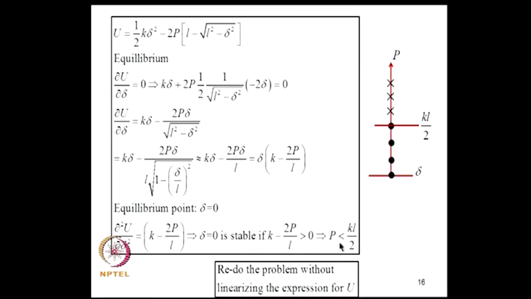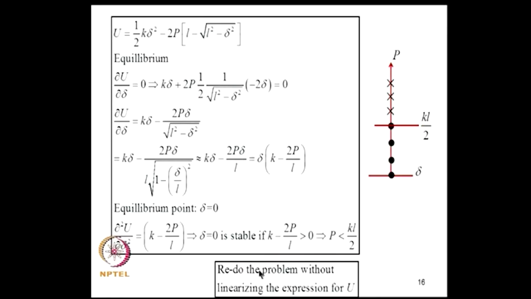So, after linearizing the problem, we have got this result that delta equal to 0 is a stable branch until P reaches the value of K L by 2. After that delta equal to 0 is unstable. We are unable to trace the other paths because we have linearized here.